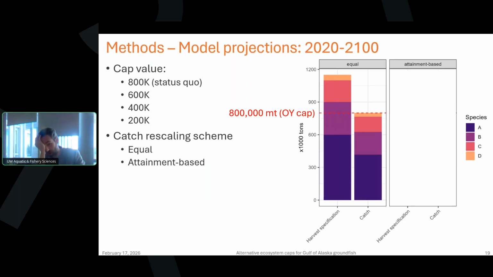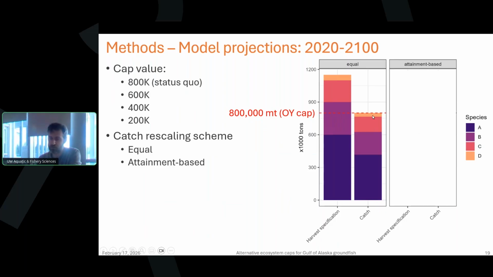What happens when you have a cap that does constrain your catch? You have to decide what happens when you go from harvest specification to actual catch. I tested 2 different ways of doing that here, and that's a schematic that illustrates it. So imagine that you have your harvest specifications that combined exceed your cap, and you need to comply, so you need to rescale down.